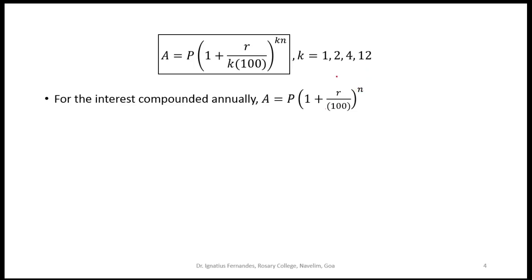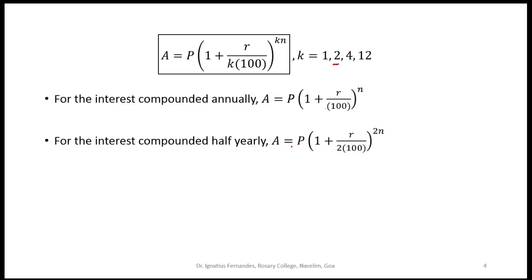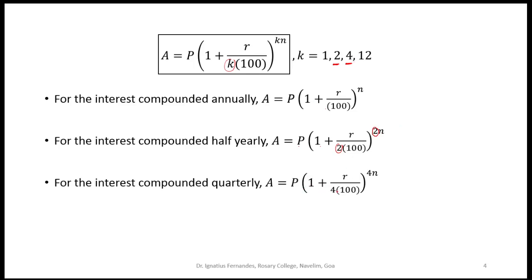In case the interest is calculated on a half yearly basis, then we put K equal to 2. In that case the formula can be written as A equal to P into (1 plus R upon 2 into 100) raised to 2n. So K is equal to 2 here, and K is equal to 2 here. In case the interest is calculated on a quarterly basis, then I put K equal to 4. In that case, the only difference is here: K is equal to 4 and K is equal to 4.